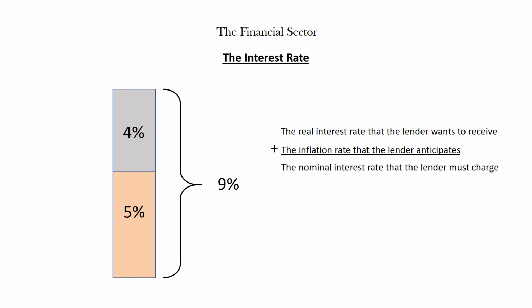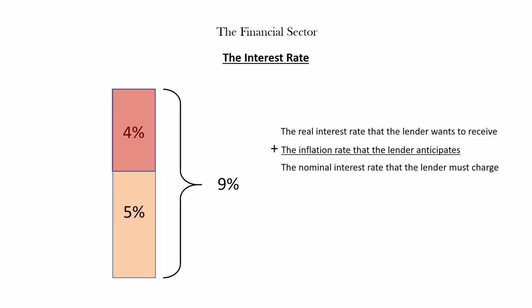Suppose, for example, that inflation actually turned out to be, let's say, 7% while the borrower was holding his money. If that were the case, then inflation would eat away at more of the purchasing power that the borrower paid him, leaving the lender with only a 2% real rate of return. That is a 2% increase in his purchasing power. As you can see, the lender does not like inflation that was greater than what he anticipated. The lender did not protect himself from this unanticipated inflation.